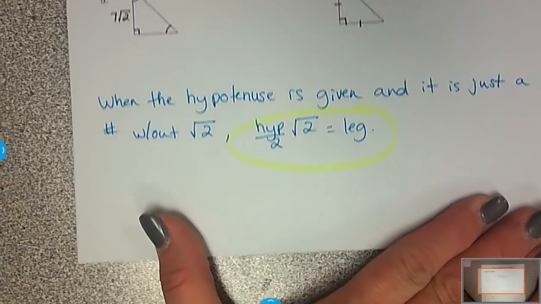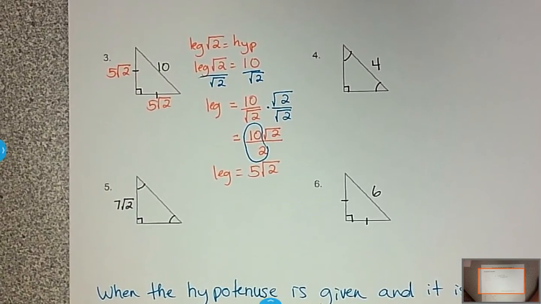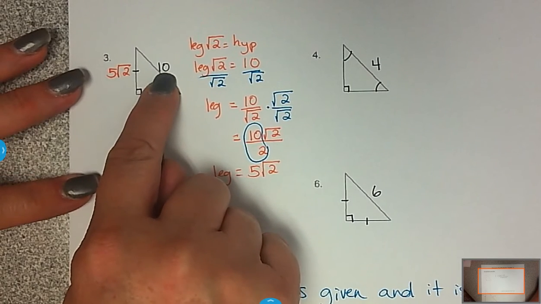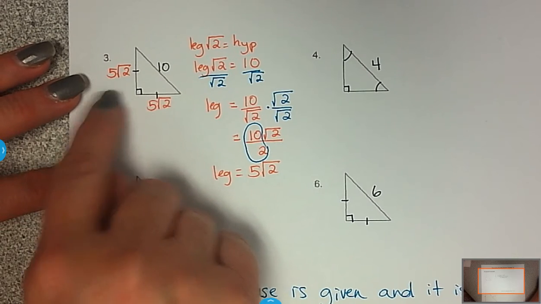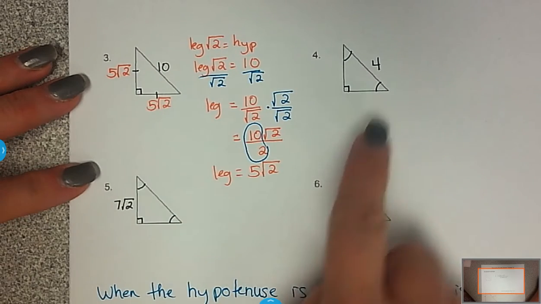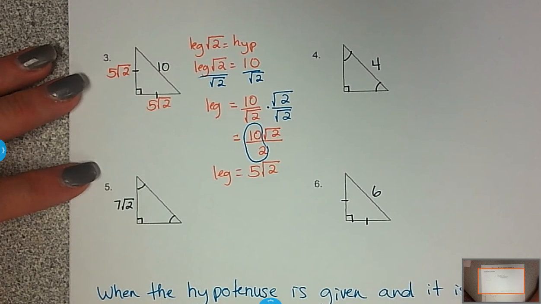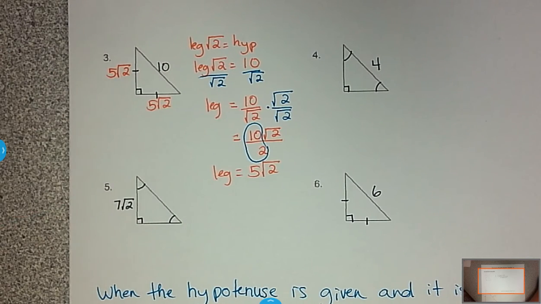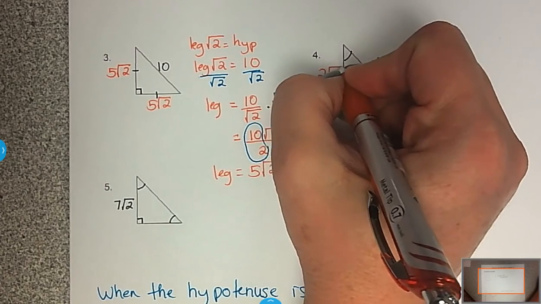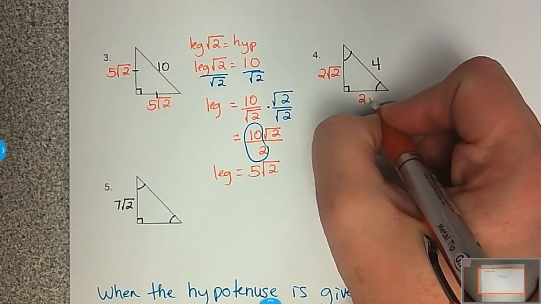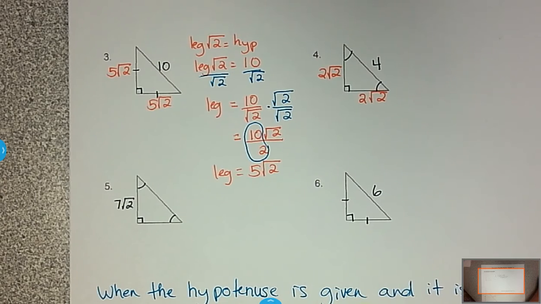So now let's go back and look at the one that we just did and see how that holds true. If I take my hypotenuse, divide it by 2, I get 5, stick a square root of 2 on it, and there you go. Let's see if we can do this for number 4. For number 4, my hypotenuse has a whole number on it. It does not have a square root of 2. So if I use my shortcut, I'm going to say 4 divided by 2 is 2. Attach a square root of 2. And that is the length of both of the legs.